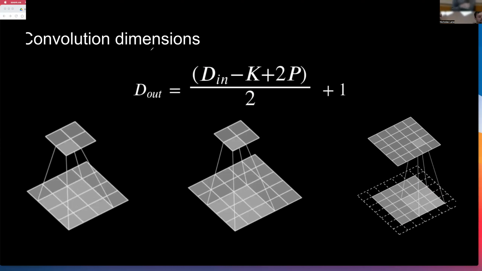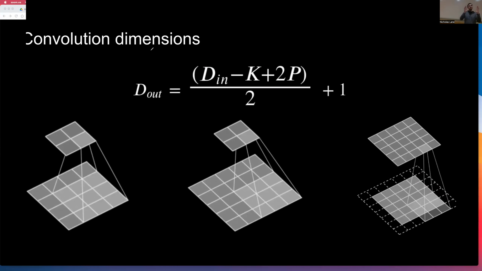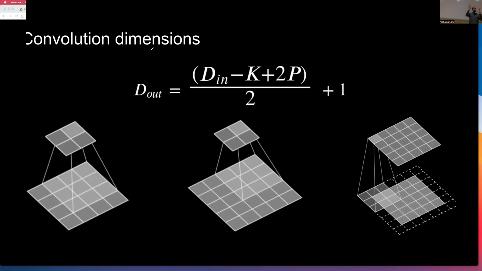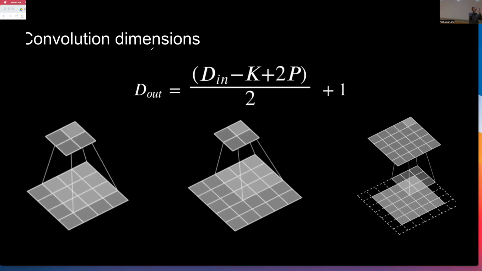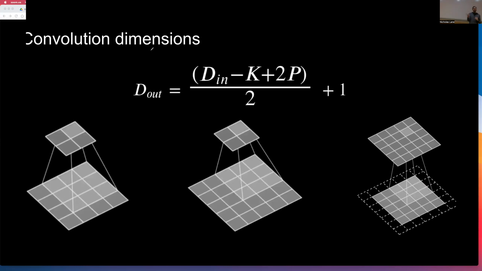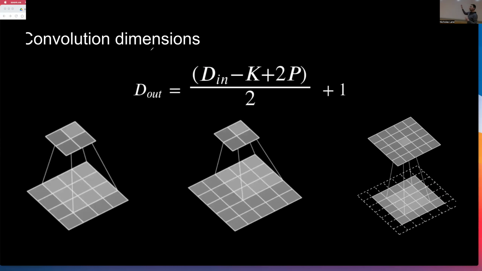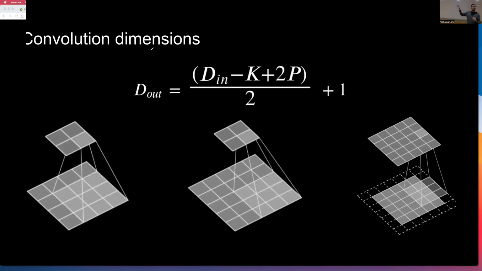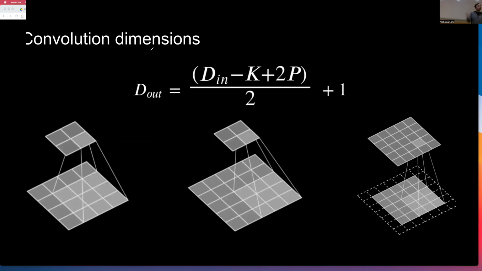One is step size. So you'll notice that in the first animation, the kernel was moving across the input space by a unit of one element. Now that's a parameter that can be set. And so these animations here are showing different step sizes. So you can have a step size of 1, a step size of 2, or whatever seems to work well for your data.